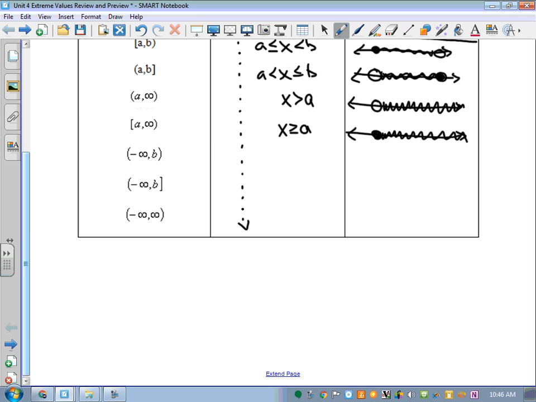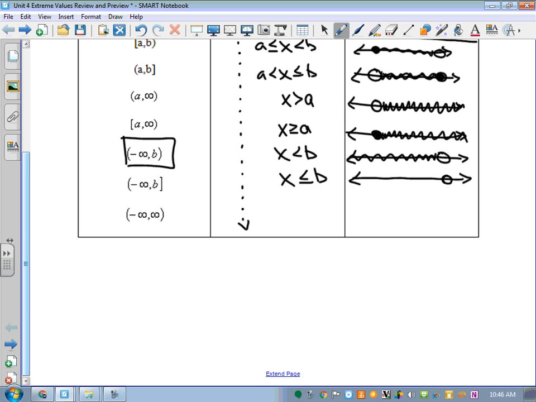Just going to scroll down a little bit, extend that page so I can see it a bit better. From negative infinity to b, that is saying that x must be less than b. So we would have an open dot on b, and everything to the left would be shaded in. The next one is x is less than or equal to b, so a closed dot on b, and everything to the left of it shaded in. And then finally, this last one, from negative infinity to positive infinity, x is an element of the real numbers, and the entire number line will be shaded in.